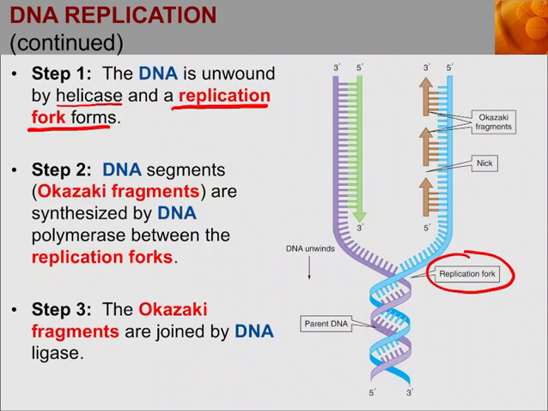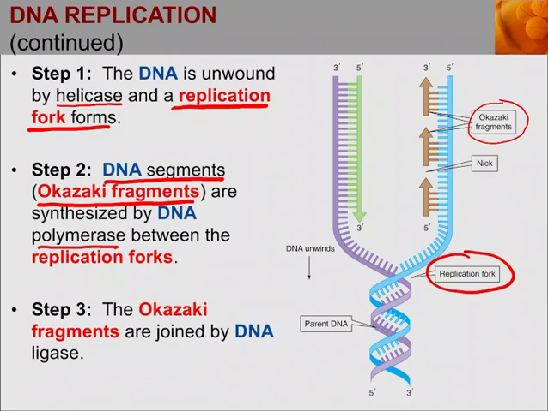Then in the next step, DNA segments, which are now known as Okazaki fragments after a scientist who did a lot of research on this, are synthesized by a DNA polymerase. This is another enzyme that's helping to catalyze the process. You can see the Okazaki fragments off to the right, and we're starting to form these new little segments of DNA.